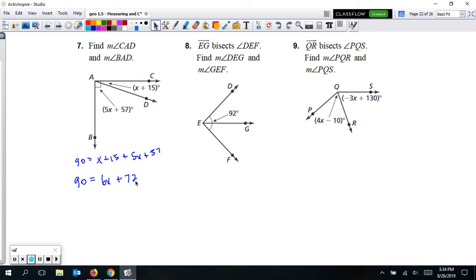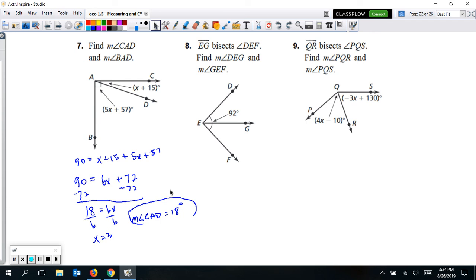And now we just want to subtract 72 from both sides, get the 6x by itself. 90 minus 72, that's going to give us 18 is equal to 6x. And when we divide by 6, we end up with x equaling 3. So at this point, we want to plug 3 back in for x in both of these expressions. On the top one, it's very simple, just 3 plus 15. We can see the answer there would be 18. So for the measure of angle CAD, that's just 18 degrees.